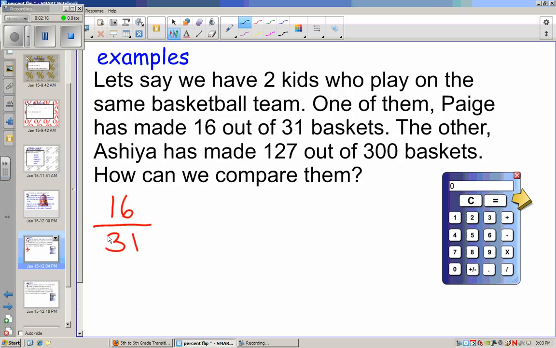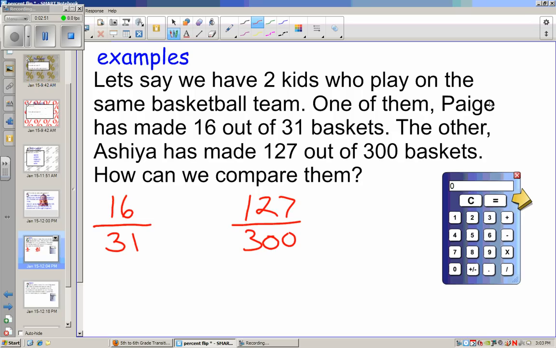The other, Ashaya, has made 127 out of 300 baskets. Well, let's turn hers into a fraction as well: 127 out of 300. And it says, how can we compare them? Well, look at these two numbers. Is there any possible way to just look at them and compare? And there's no great way. They're different denominators, so one number is way bigger than the other number. If we just looked at that, we'd say, well, Ashaya has to have done better. She made 127, and Paige only made 16. But the best way to be able to compare them is to figure out their percent.